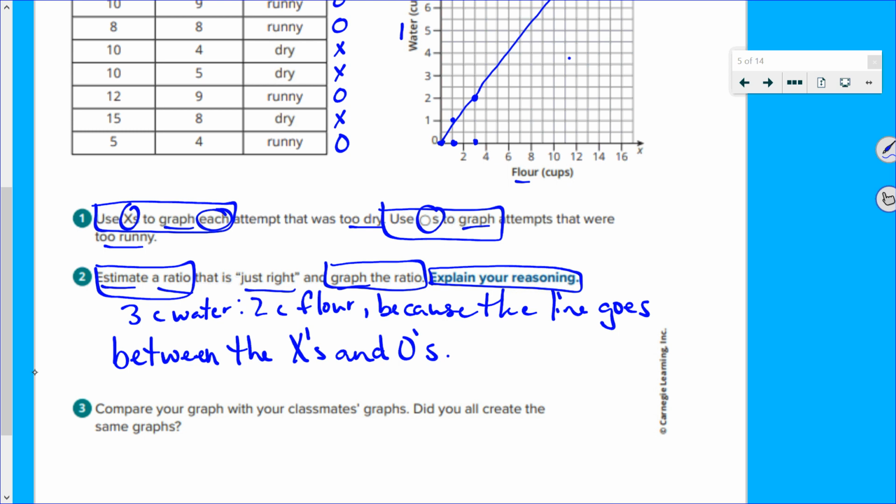Our second part: compare your graph to your classmates. Did you all create the same graphs? How did you guys do? Were most of yours pretty similar? Did anybody actually compare with your classmates? None of you?